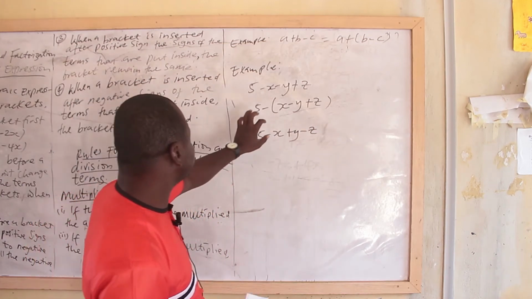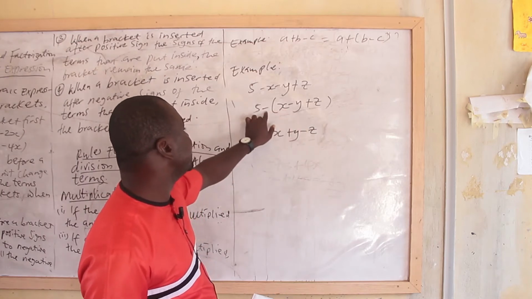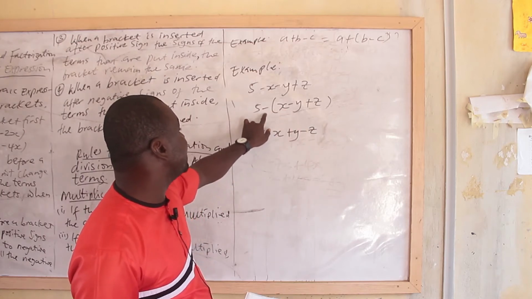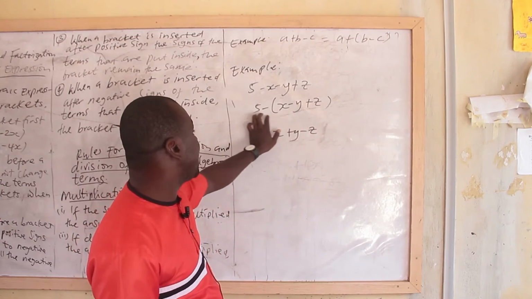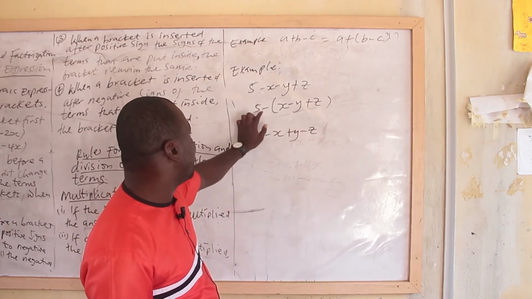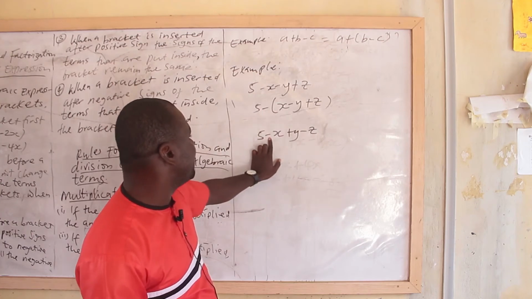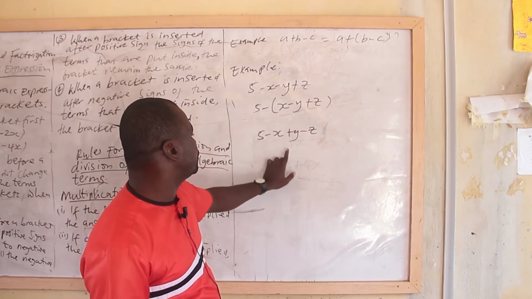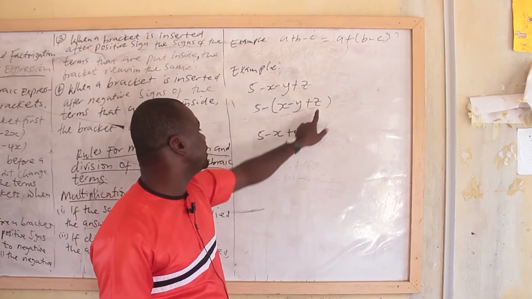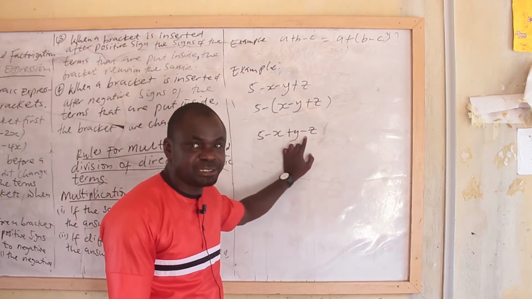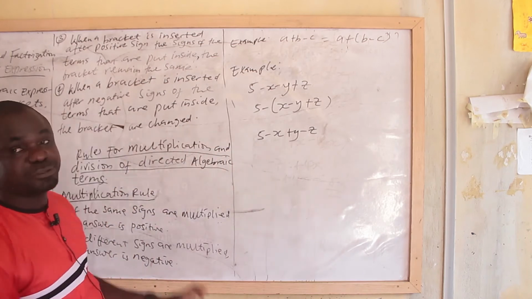The sign changes when the outside sign is multiplied by the signs inside the bracket. So the sign will change. That is why we have minus multiplied by x, we have minus x; minus multiplied by minus y, we have plus y; and minus multiplied by plus z, we now have what? Minus z. So that is what rule 4 is trying to tell us.